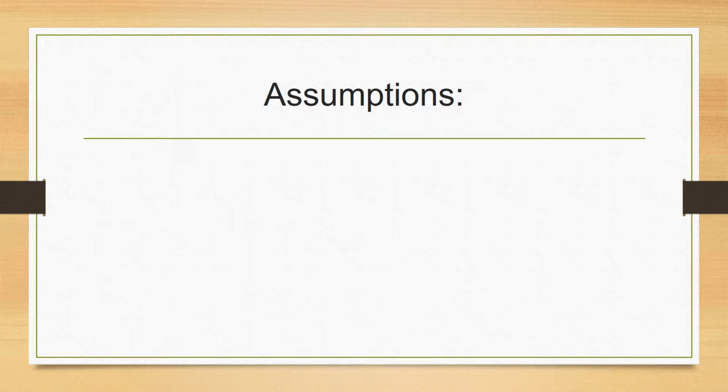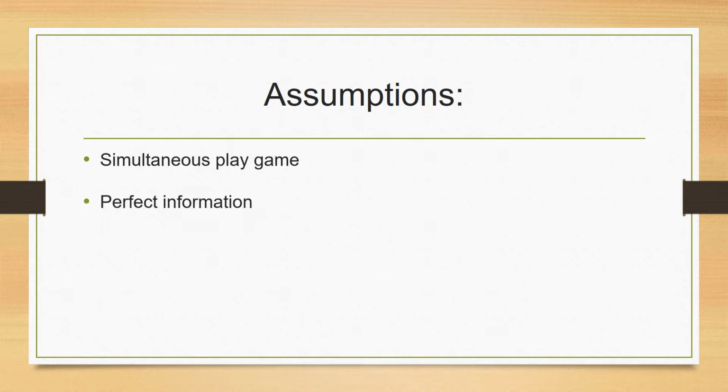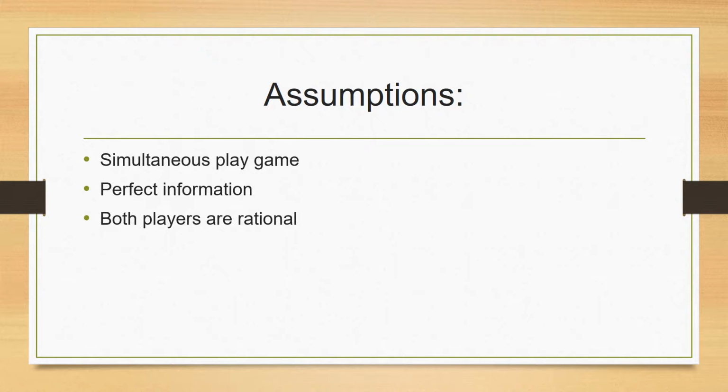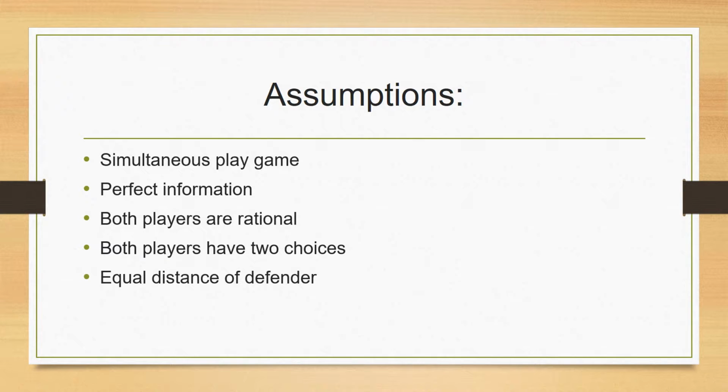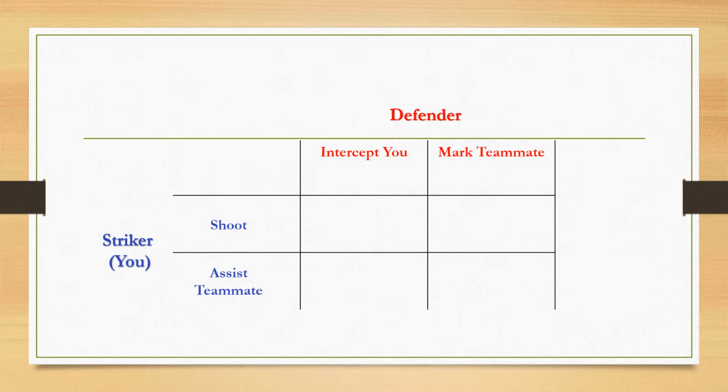We can construct a payoff matrix. However, we must make a few assumptions. We assume that both players make their decision simultaneously. There is perfect information. Both players are rational. Both players have two choices in the event. And finally, the defender is of equal distance between you and your teammate. We can represent this normal form game through a matrix.